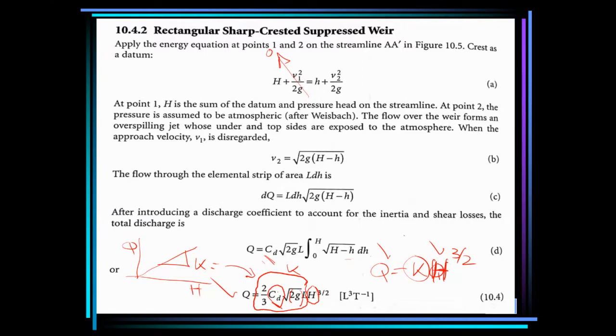Cd is usually less than 1, but in a few instances you may find it to be greater than 1. More often than not, you find the coefficient of discharge to be less than 1, like 0.8 or 0.6. For a sharp crested rectangular weir, it is usually around 0.6 to 0.7.